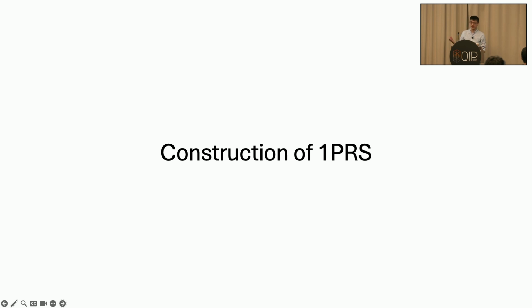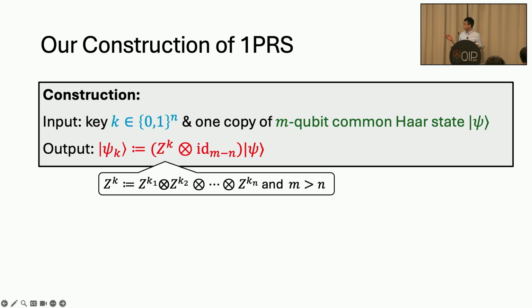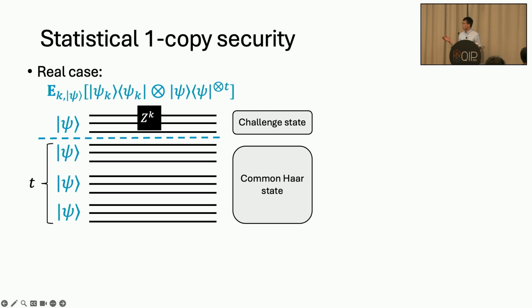Okay, thanks, Or. So I'm Yao-Ting, and I'll continue to tell you about our construction of one PRS. It's very simple. On an n-bit key k and one copy of an m-qubit common Haar state psi, we'll simply apply Pauli Z operators to the common Haar state. So the output, denoted by psi k, is equal to Z to the k times psi, where Z to the k here is shorthand for the tensor product of Pauli Z operators controlled by the key. And the common Haar state has to be strictly longer than the key. Yeah, so it's easy to see that it's efficient and satisfies the stretch property. And our construction actually works for a common Haar state of any length, as long as it's not shorter than the key.